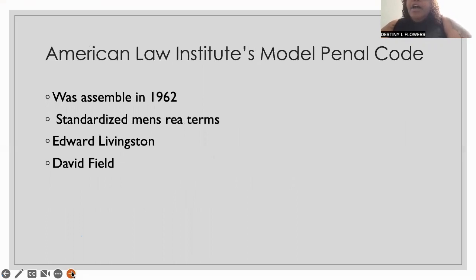The American Law Institute's Model Penal Code was first assembled in 1962. It is based on general liability, defines particular offenses, governing treatment in corrections, and governing correctional departments. It standardizes mens rea to determine the defendant's mental state.